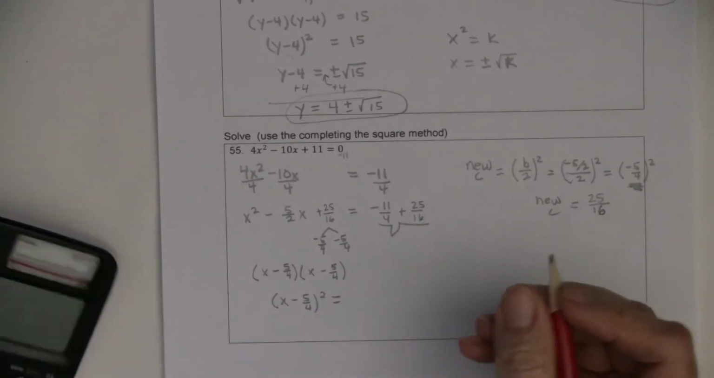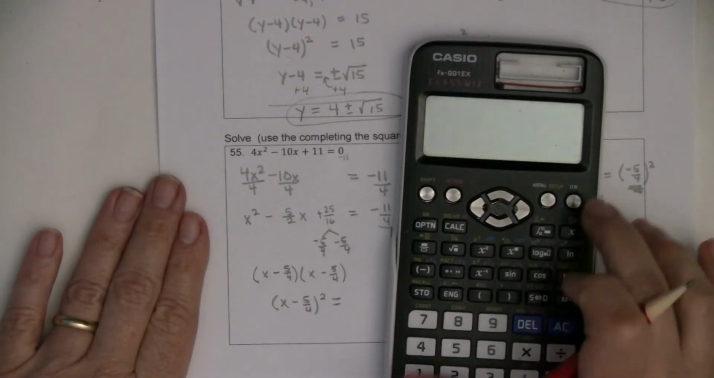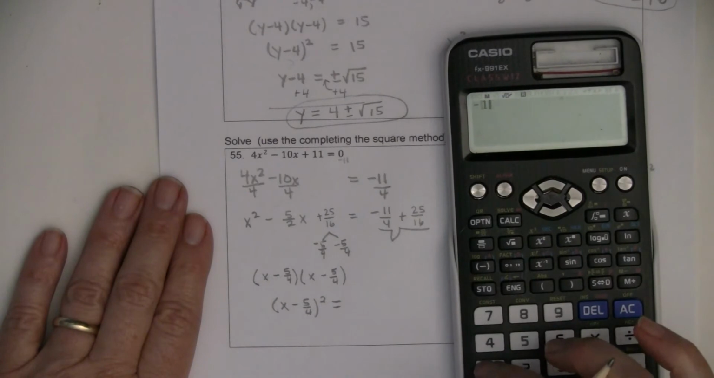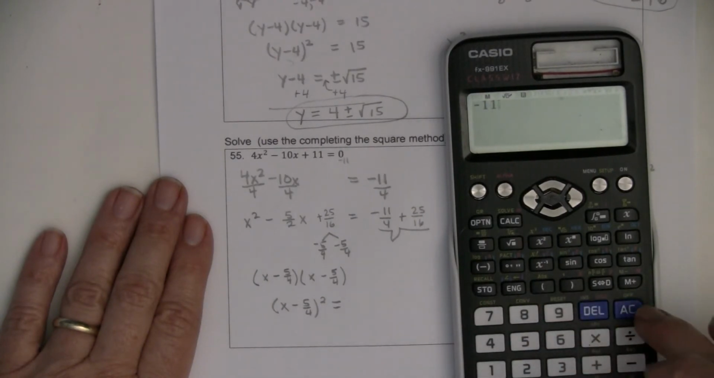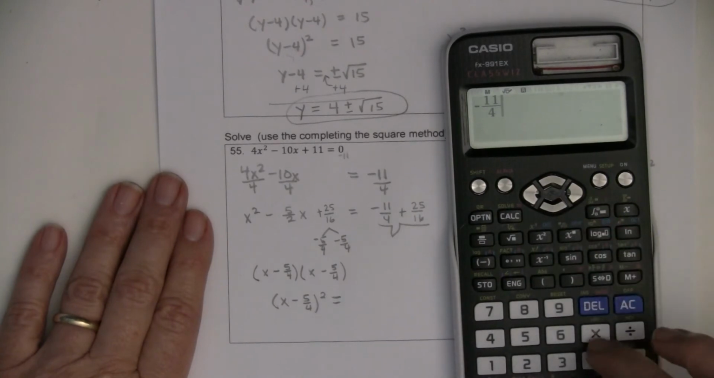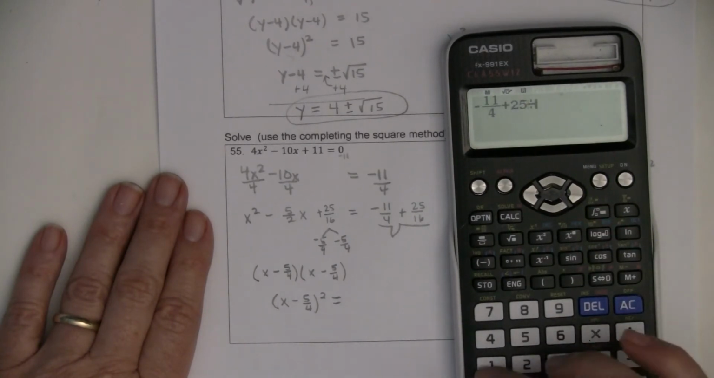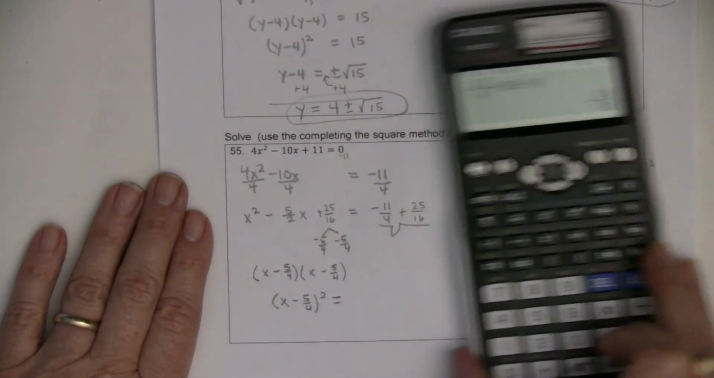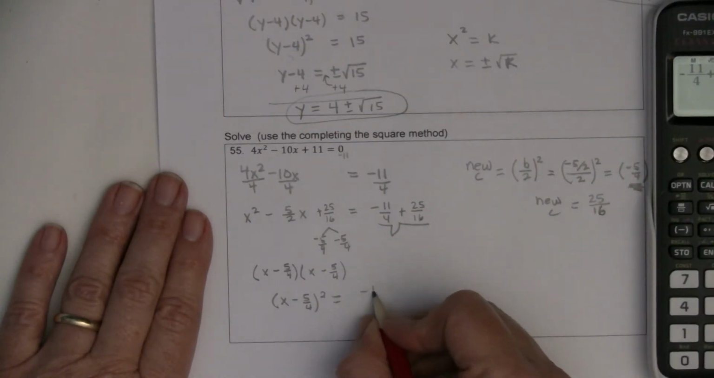I'm going to use my calculator to figure it out, and you could do it by hand. You could say I need a common denominator and all of that business. That'd be great. So negative 11 fourths, which is divided by 4 there, plus 25 over 16. So that's negative 19 over 16.